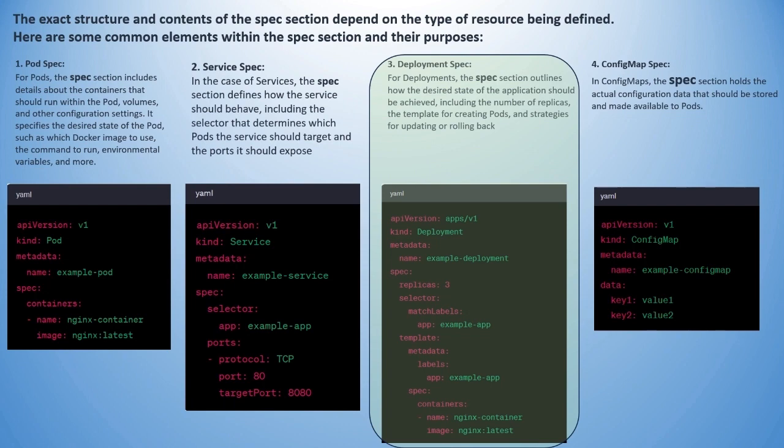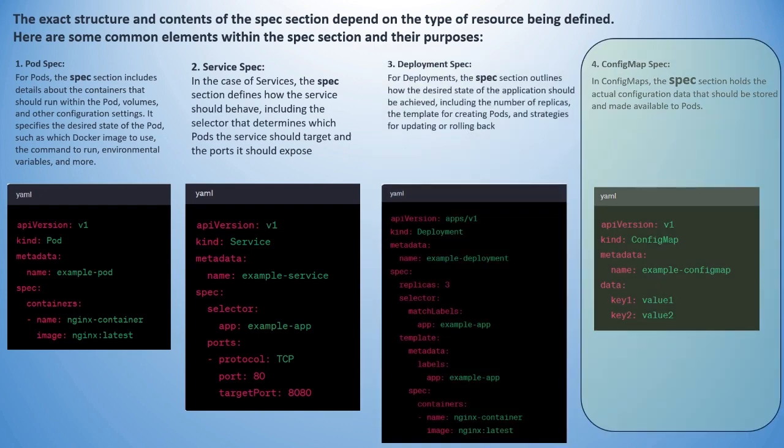For deployment, the spec section outlines how the desired state of the application should be achieved, including the number of replicas, the template for creating pods, and strategies for updating or rolling back. In config maps, the spec section holds the actual configuration data that should be stored and made available to pods.